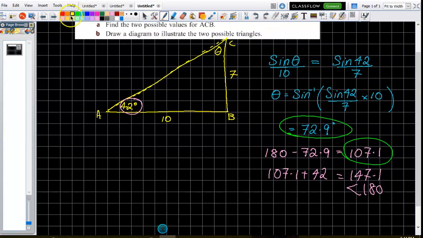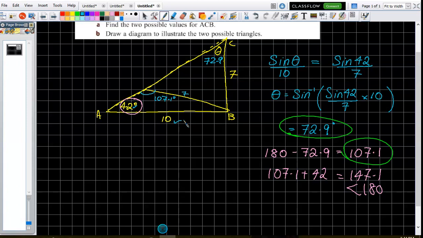Right, so notice 72, that would be this one. How do we get the other angle? This is where that's flicked out. What happens if we flick in? That would be the 107.1. Flick out, flick in. I've still got 42 as my angle, I've still got 7 as my length, and I've still got 10. That's how I can get 2 solutions.